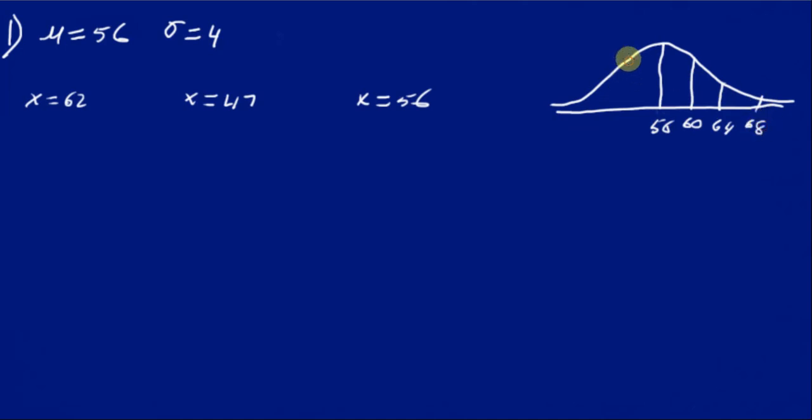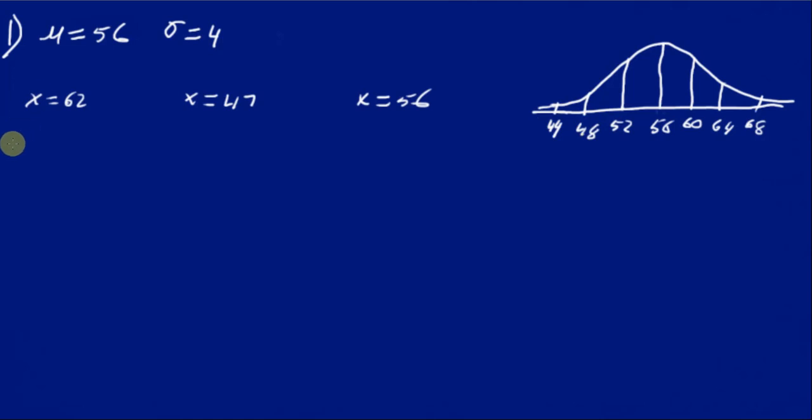Now, of course, I could do that going in the negative direction. So I'm going to subtract 4 from 56, giving me a speed of 52. Coming down here, 2 standard deviations below the mean gives me a speed of 48. And finally, 3 standard deviations below the mean would give me a speed of 44.